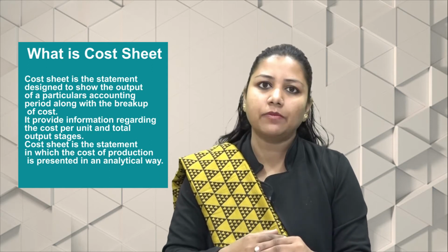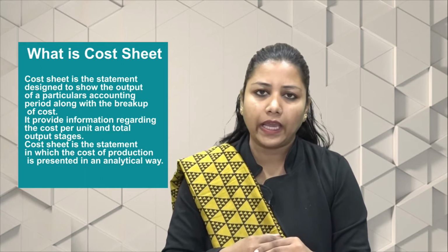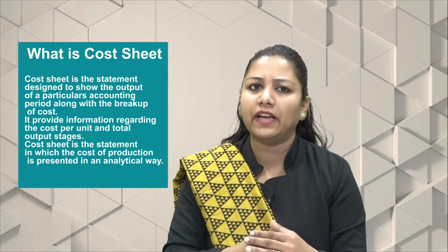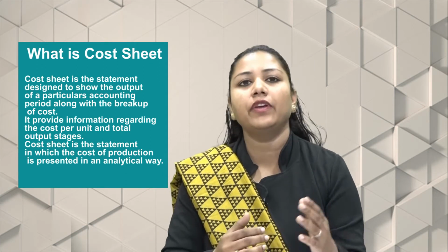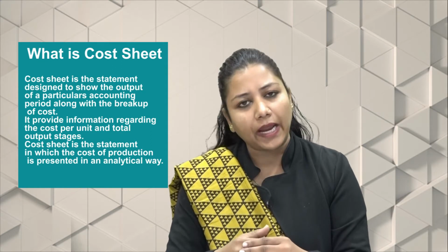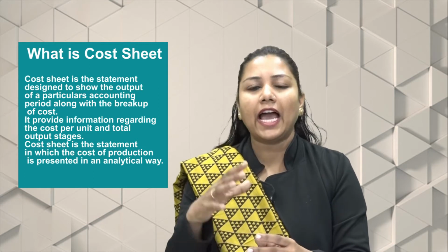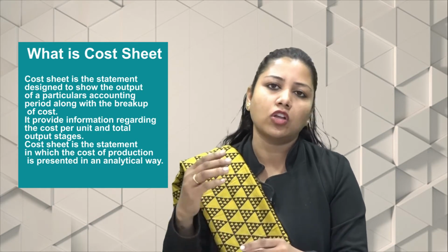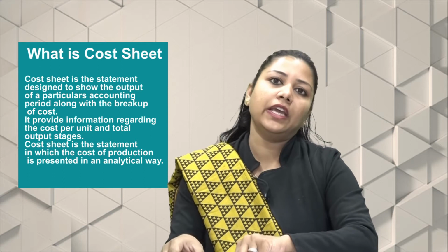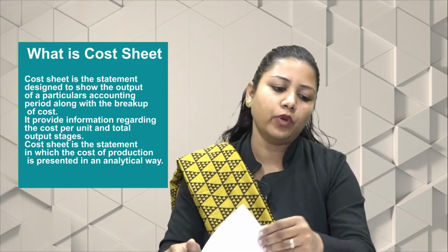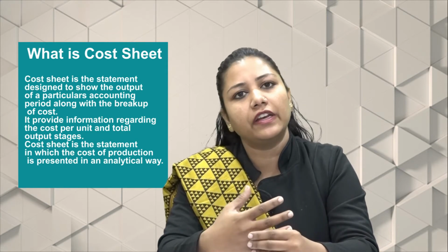Basically, a cost sheet is a statement of the total cost and the cost per unit, presented in an analytical way. Here we analyse all the expenditure incurred during production, such as prime cost, factory cost, administration cost and selling cost. With the help of these costs, we find out the cost per unit and the total output of the product. With the help of the cost sheet we find out the various costs.